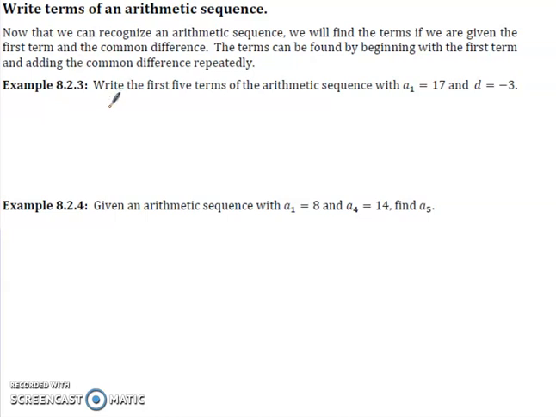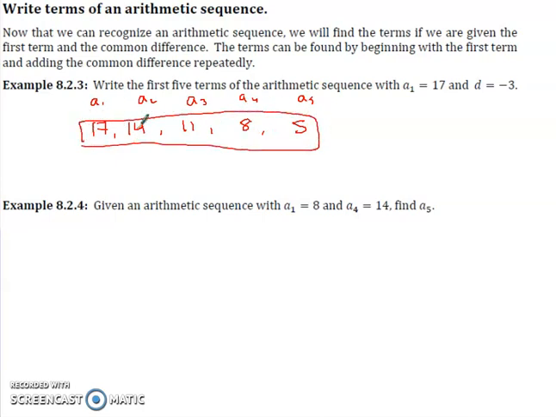In 8.23, my first term A1 is 17, and the common difference is -3. So if this is A1, then to get to A2, I subtract 3 and I have 14. To get to A3, I subtract 3 and I've got 11. To get to A4, I subtract 3 and I have 8. To get to A5, I subtract 3 and I have 5. So these are the first 5 terms in my arithmetic sequence.